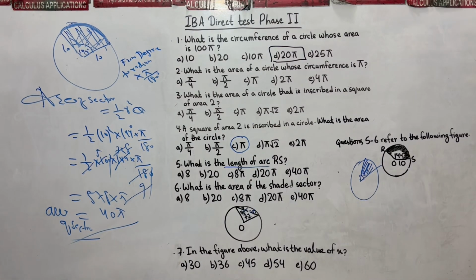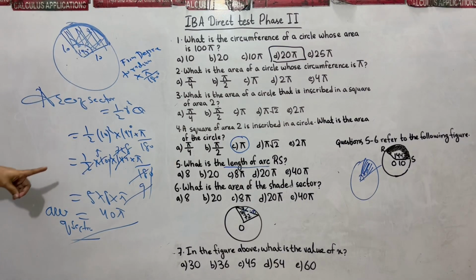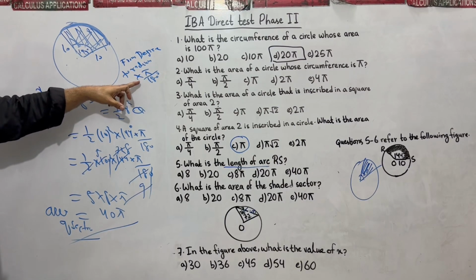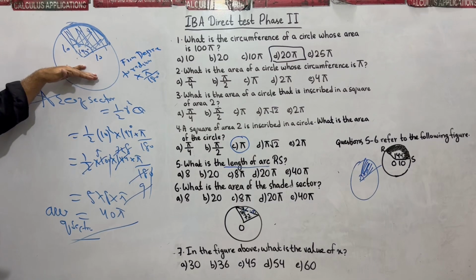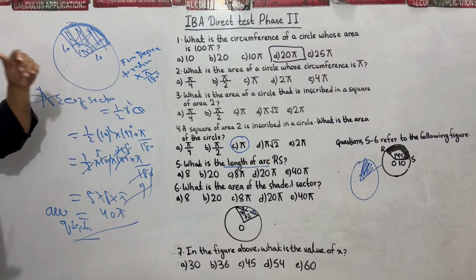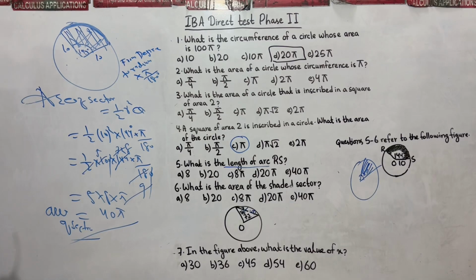To find the area of a sector of a circle or arc length, don't forget to convert degrees into radians by multiplying by pi over 180. For arc length or area of a sector, the angle must be in radians. That's the standard. Angle must be taken in radians.